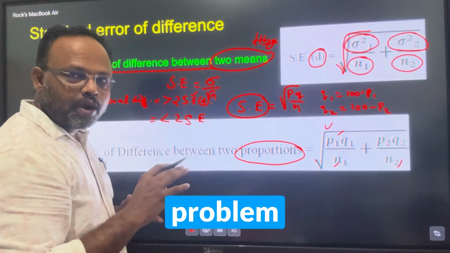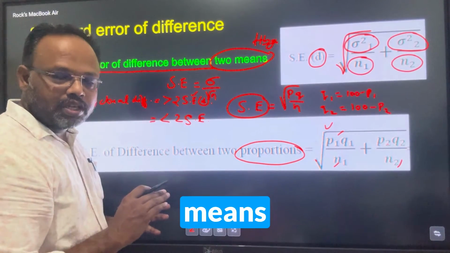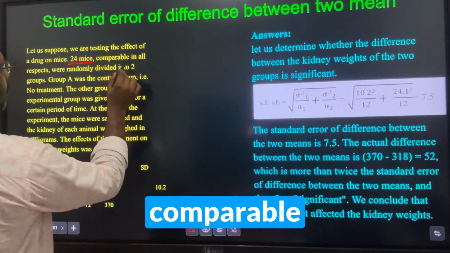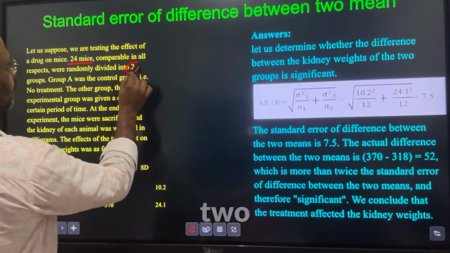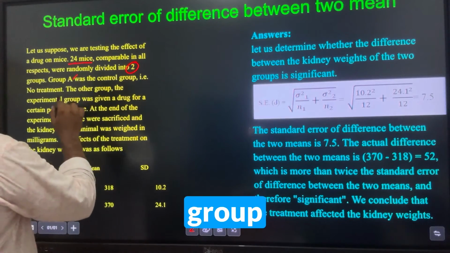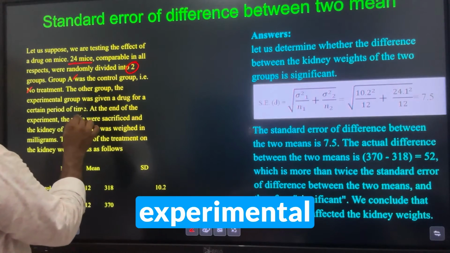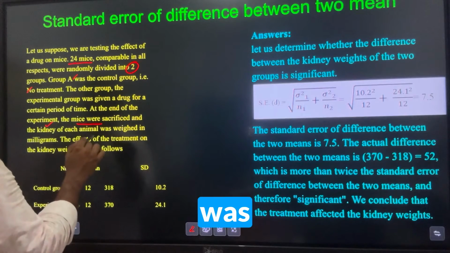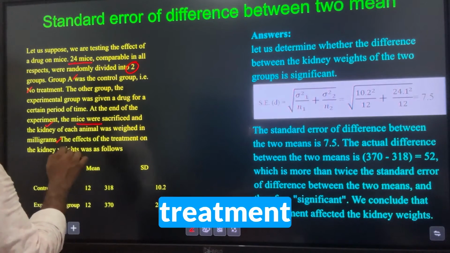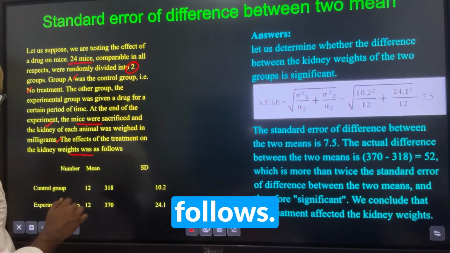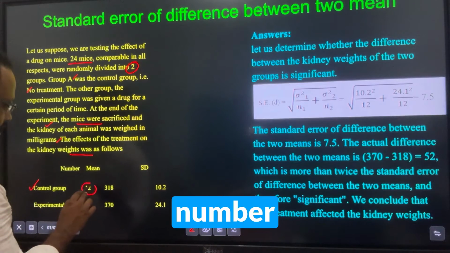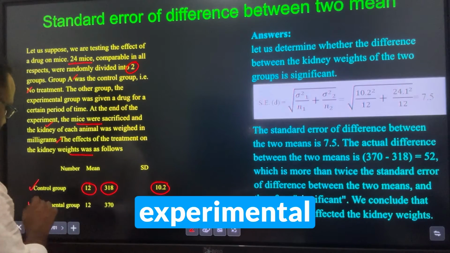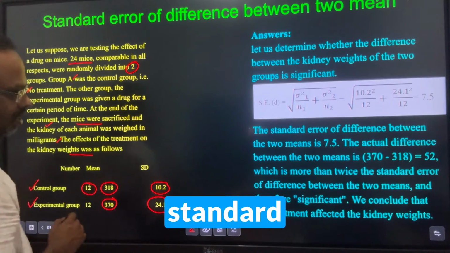So now we work out one problem on standard error of difference between two means. Let us suppose we are testing the effect of a drug on mice. 24 mice, comparable in all respects, were randomly divided into two groups. Group A, the control group, that is no treatment was given. The other group was the experimental group. At the end of the experiment, the mice were sacrificed and the kidney of each animal was weighed in milligrams. The effects of the treatment on kidney weights was as follows. Among the control group, the number was 12, the mean weight was 318, and the standard deviation was 10.2. Among the experimental group, it was 370 with the standard deviation of 24.1.